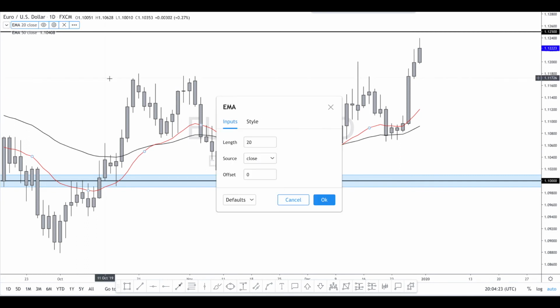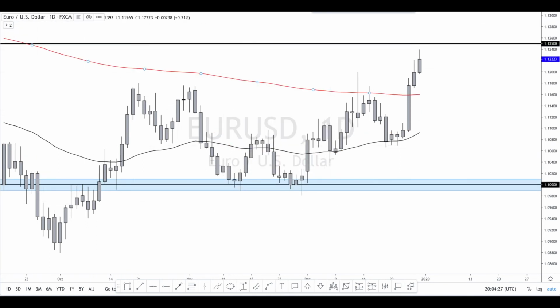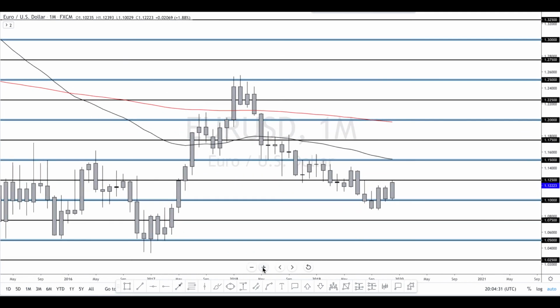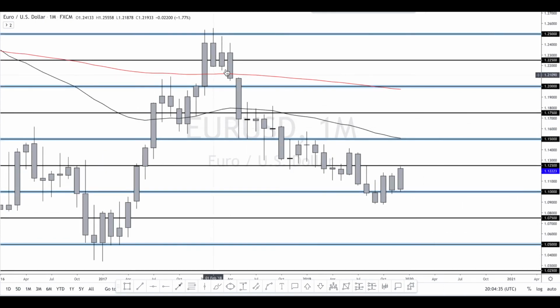So some people like to use the 50 and the 200. The 200 is known as your trend moving average. It's not very accurate, but it gives you an overall view of the trend. So euro dollar is heavily bearish, as you can see from the big gap.